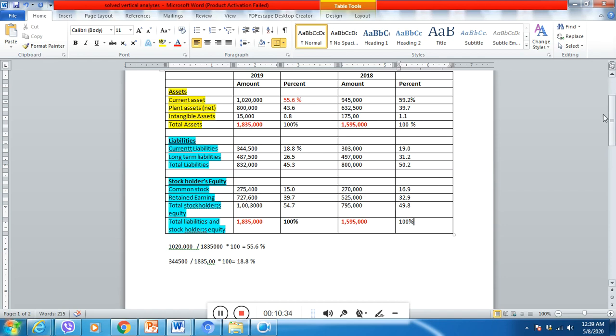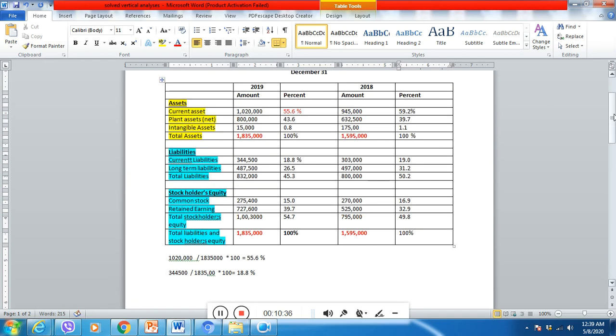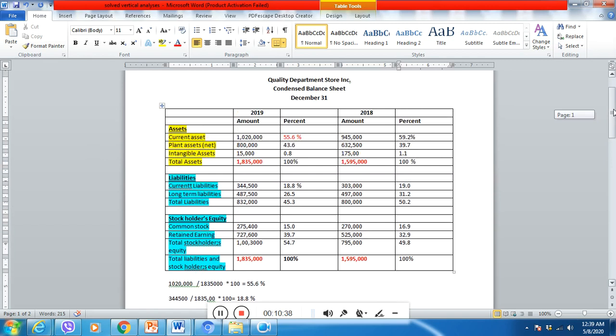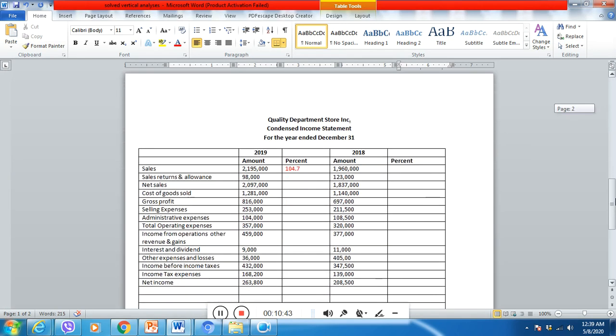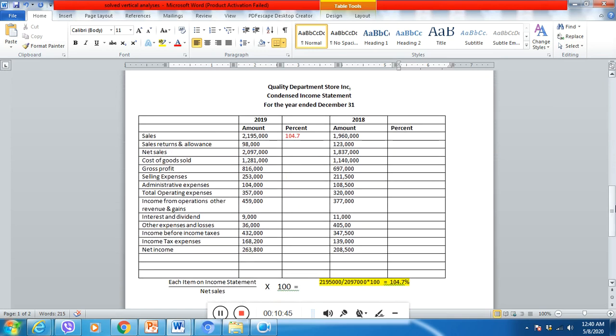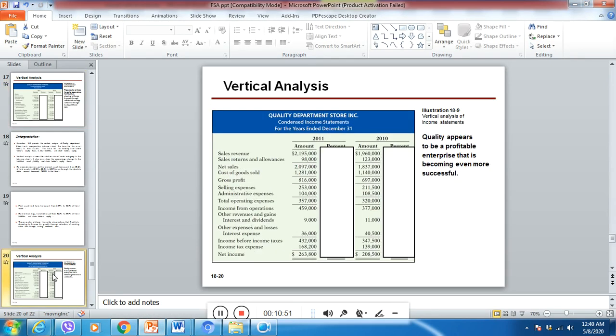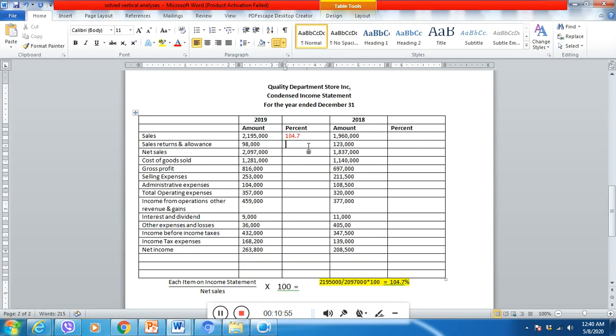Okay, asset section. So that was the previous question, vertical analysis of the balance sheet, and today we are solving the vertical analysis of the income statement. I have drawn the whole question. This is the question in your chapter slide number 20. Now one by one we solve the values.